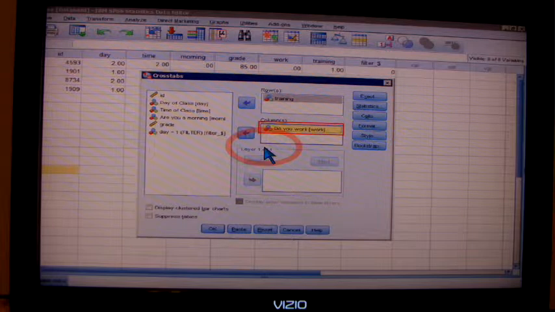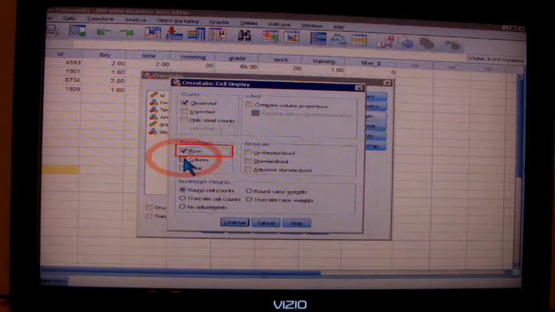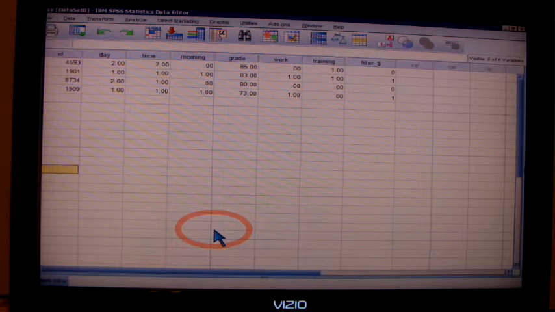And what else does it want us to do here? It wants us to ask some other stuff like observed and all. So we want to go here to Cells and make sure that Observed is clicked. I clicked that earlier. And then we want to make sure that we have row, column, and total. And does it also have round cell counts? Yes, it has that in the book. So click Continue and then OK.